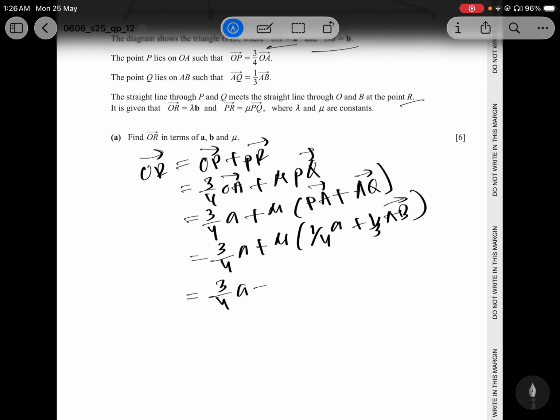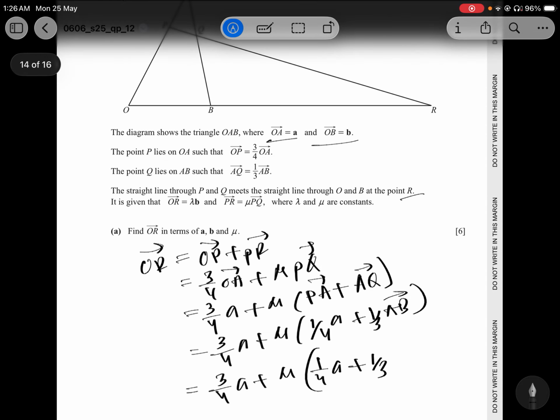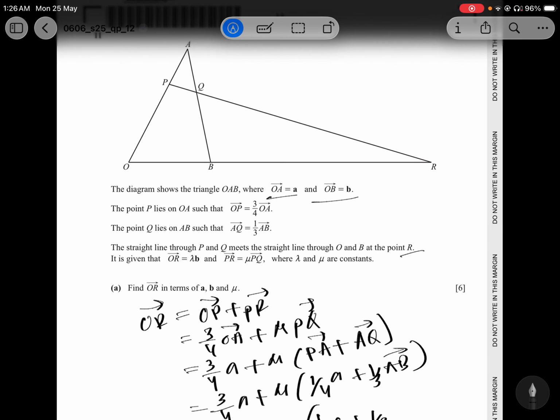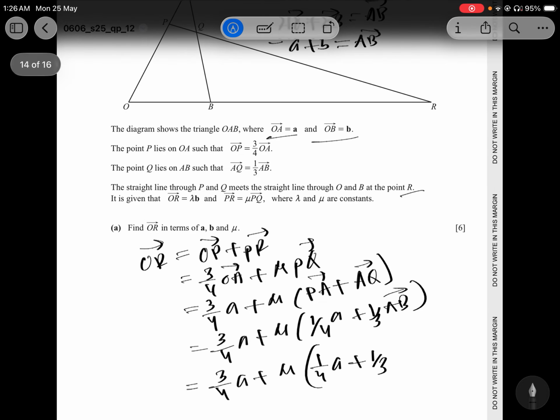So OR is 3 by 4 a plus mu times (1 by 4 a plus 1 by 3 AB). AB can be written as AO plus OB. AO is negative a and OB is b, so b minus a. Okay, hopefully I'm right here.